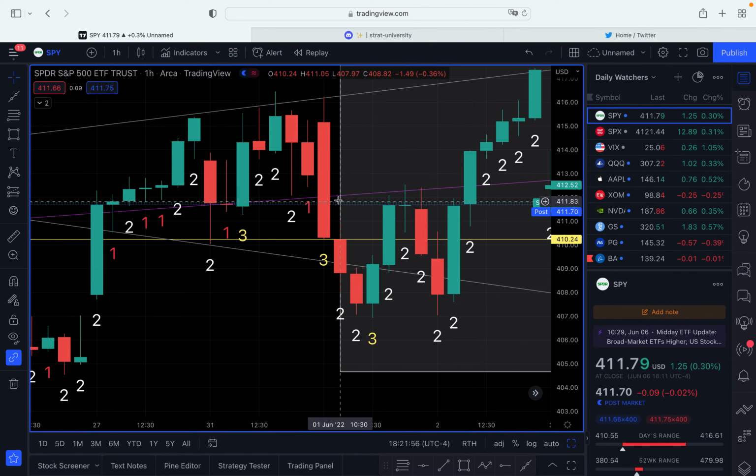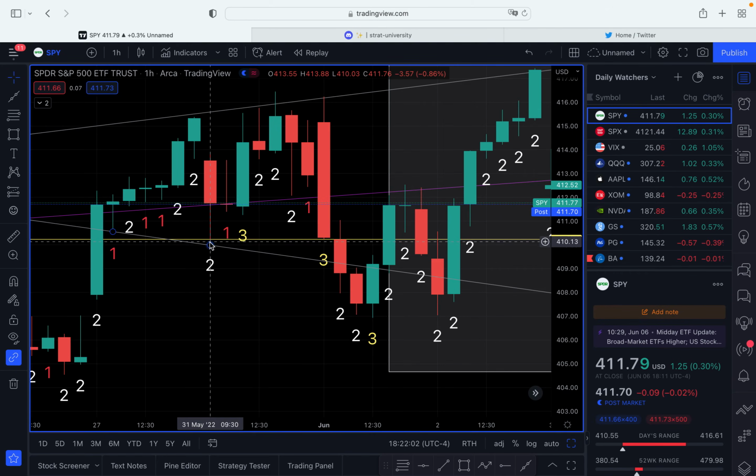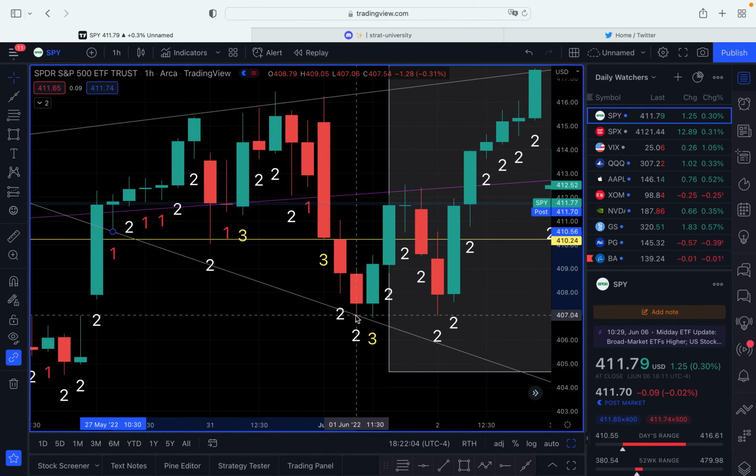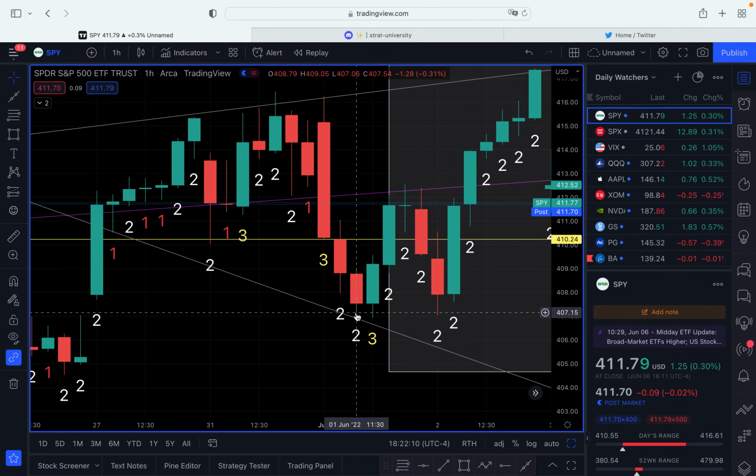All right. So boom, let's just say now the day kind of presented itself and now we have these three right here. All right. What am I going to do? I'm going to update. Boom. That's my new lower low right there. All right. But now that's a new lower low.